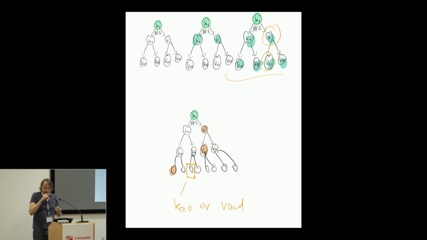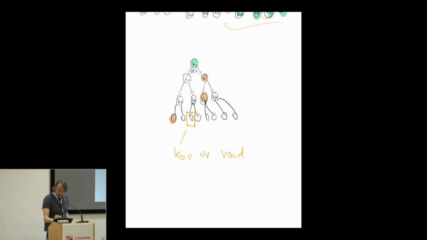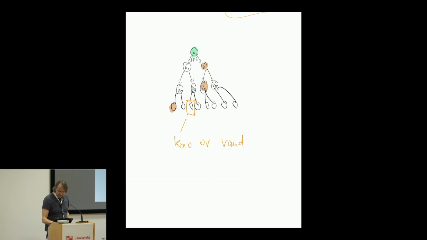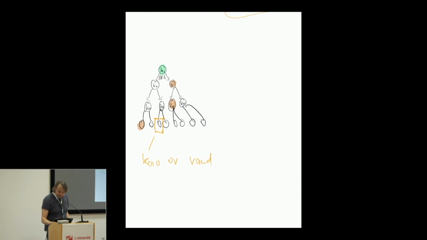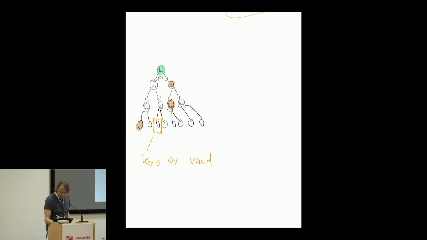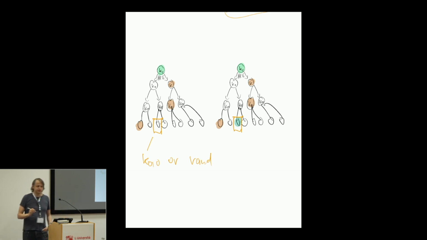In the constraint PRF, instead, the real and random experiments look different. And I can show you how they look. They look as follows. So this is one experiment. This is the real and random, and they look like this.